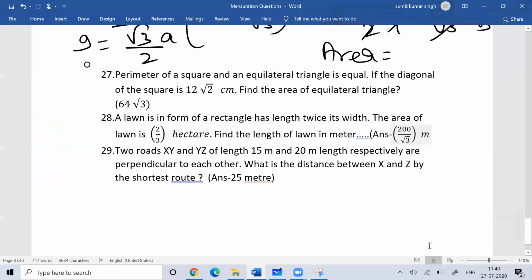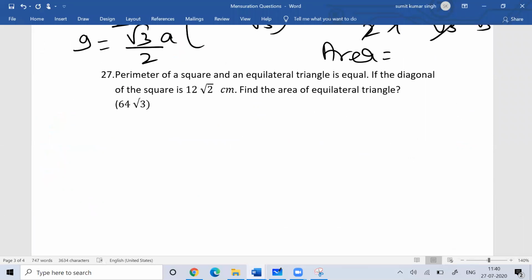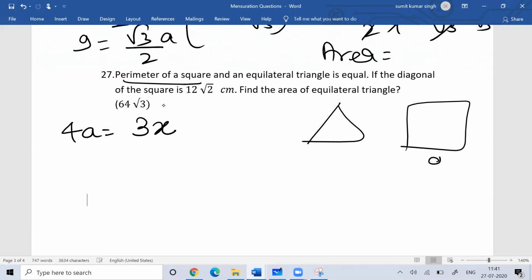Then next question. The perimeters of a square and an equilateral triangle are equal. The perimeter of a square is 4a, and suppose the equilateral triangle's side is x. So this is a and this is x. You know the perimeter is the sum of all sides. A square is basically a polygon having 4 equal sides, and an equilateral triangle is a polygon having 3 equal sides. So this is given to you.